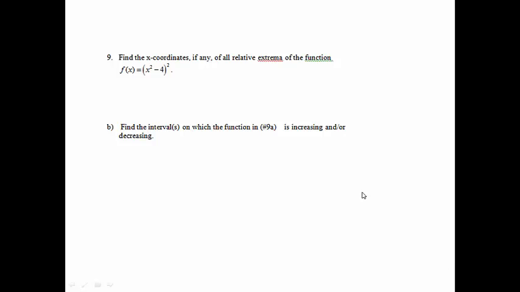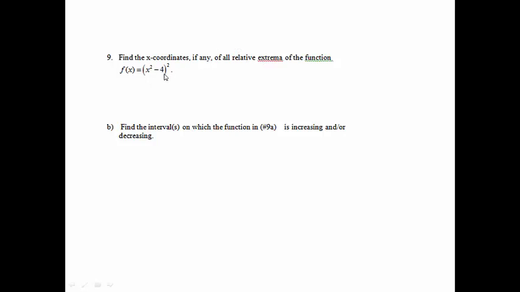Number 9, find the x-coordinates of any relative extrema of the function, and then also in B we'll be finding where the function is increasing and or decreasing. Well, I know anything to do with relative extrema and increasing and decreasing has to do with an f prime chart, so we're first of all going to need to find f prime.